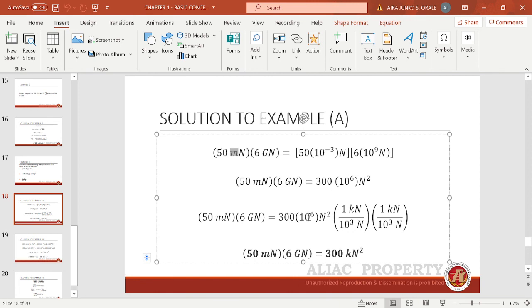Here 300 times 10 to power 6 Newton squared. So 1 kilonewton is equal to 10 to power 3 Newton. Here squared. So it will be 300 kilonewton squared, because this one will be cancelled. This is 10 to power 3 times 10 to power 3, so the exponent 3 plus 3 will be 6. So this 6 will be divided by this one, so it will be kilonewton.